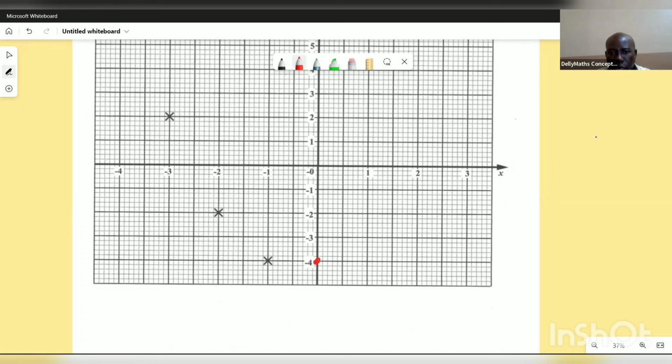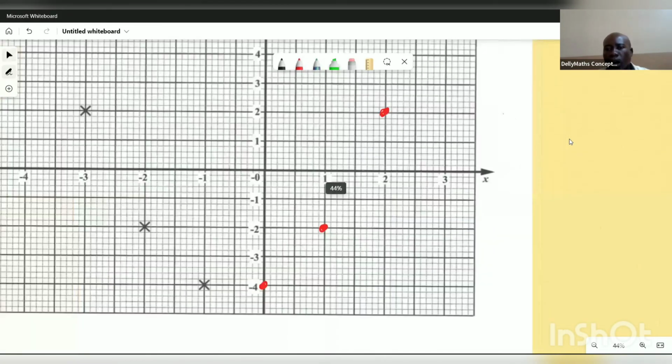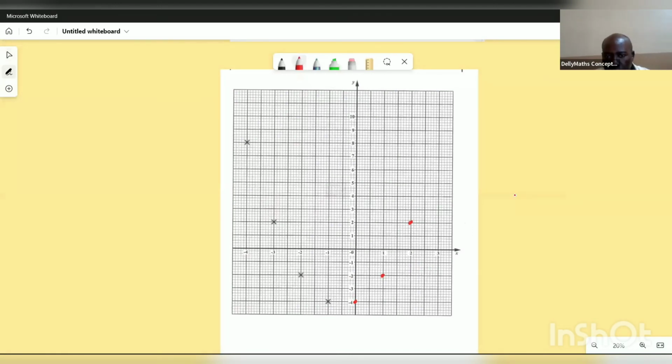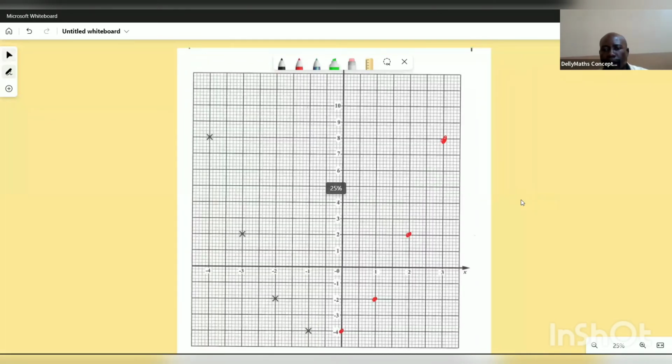1 goes with -2 right here. 2 goes with 2 right here. And 3 goes with 8 all the way up there. Let me zoom that out. 3 goes with 8 right here. All right, good. So 3 goes with 8 right there.